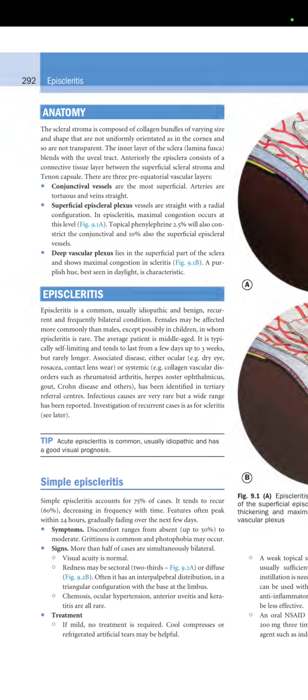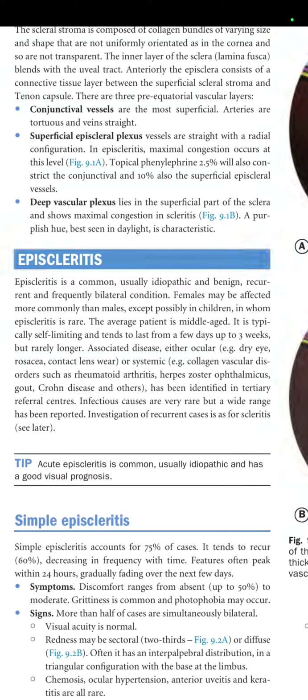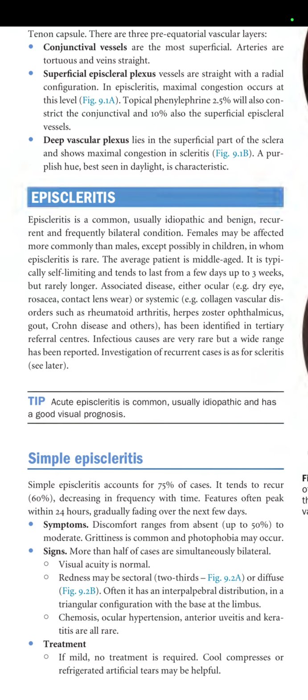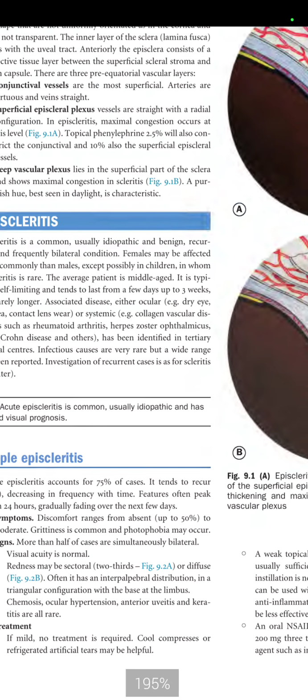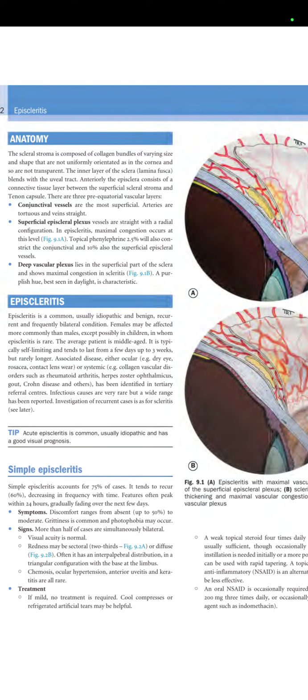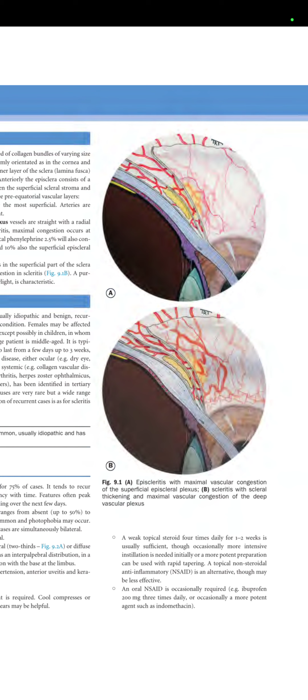Associated diseases are either ocular, for example dry eye, rosacea, contact lens wear, or systemic. Collagen vascular disorders such as rheumatoid arthritis, herpes zoster ophthalmicus, gout, Crohn disease, and others have been identified in tertiary referral centers. Infectious causes are very rare, but a wide range has been reported. Investigation of recurrent disease is as for scleritis, see later. Acute episcleritis is common, usually idiopathic, and has a good visual prognosis. So infectious causes are very rare in the case of episclera or sclera.